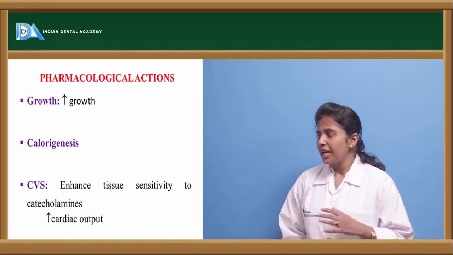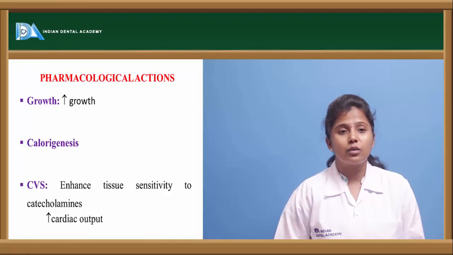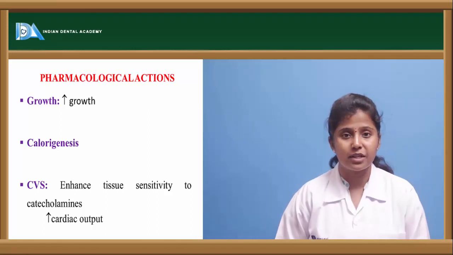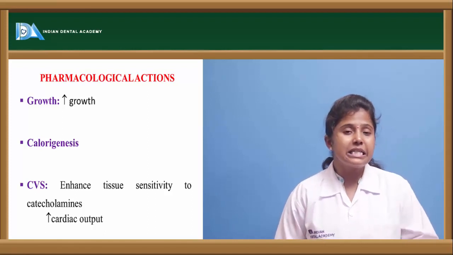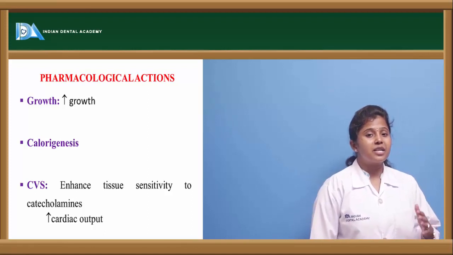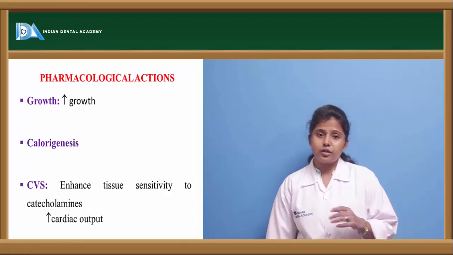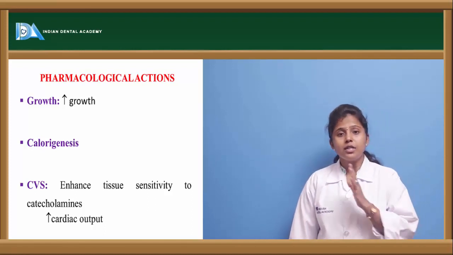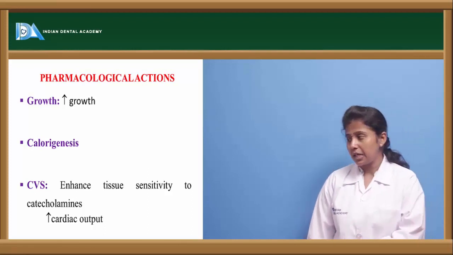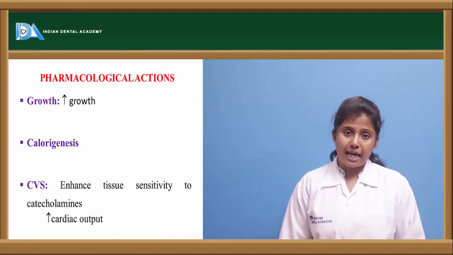And on the CVS, it increases the sensitivity of the tissues to the neurotransmitters. Once the tissues are sensitized to the neurotransmitters, they get more affinity towards the neurotransmitter, and thereby it shows a better action. There are various neurotransmitters in the body. All these neurotransmitters' sensitization towards the receptors is increased by these thyroid hormones. Thereby it causes increased heart rate and increased cardiac output.